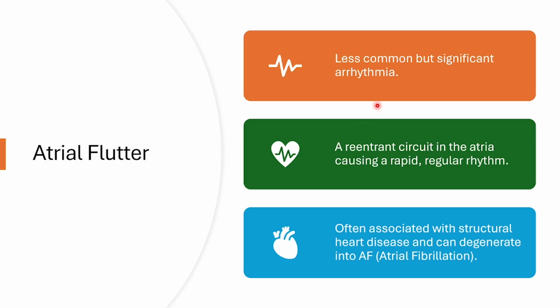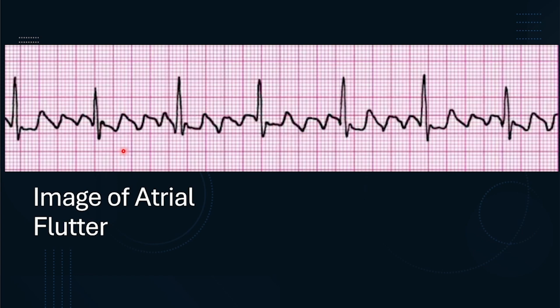For atrial flutter, we need to know that it's less common, but a significant arrhythmia. It's caused by a re-entrant circuit in the atria, causing a rapid, regular rhythm. It's often associated with structural heart disease and can degenerate into a-fib, or atrial fibrillation. So you're going to see here atrial flutter. It almost looks like a sawtooth, where you can cut a tree with that, and we're going to take a closer look right here. So here's an image of atrial flutter.